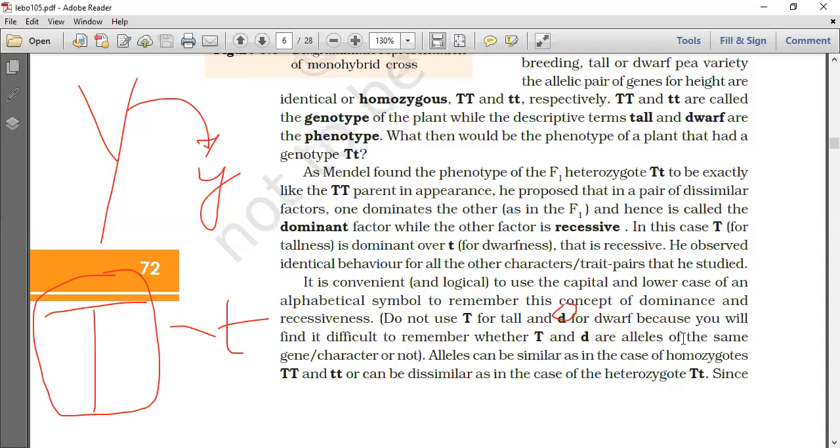Alleles of the same gene or character can be similar, as in the case of a homozygote, like capital T capital T, or dissimilar, as in the case of a heterozygote, capital T small t. This is called homozygous, and this is called heterozygous.